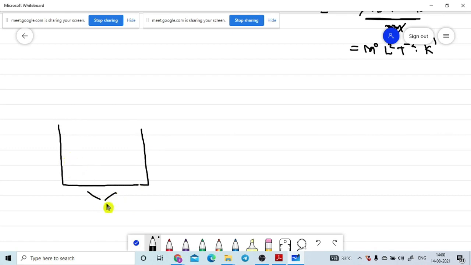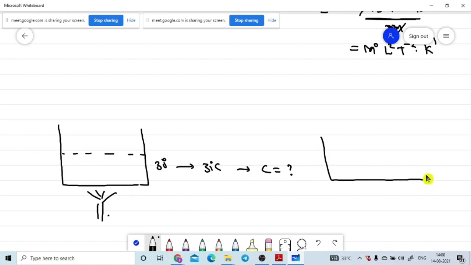Let's assume this is the vessel which is containing water. The temperature of the water is 30 degrees Celsius. I am raising the temperature to 31 degrees Celsius, and I calculate the specific heat capacity, some value. Now this same experiment I am performing one more time. This is the vessel, but here the water is at 90 degrees Celsius. Now I need to raise the temperature to 91 degrees Celsius. Here the mass is 1 kilogram only, and here also the mass is 1 kilogram only.